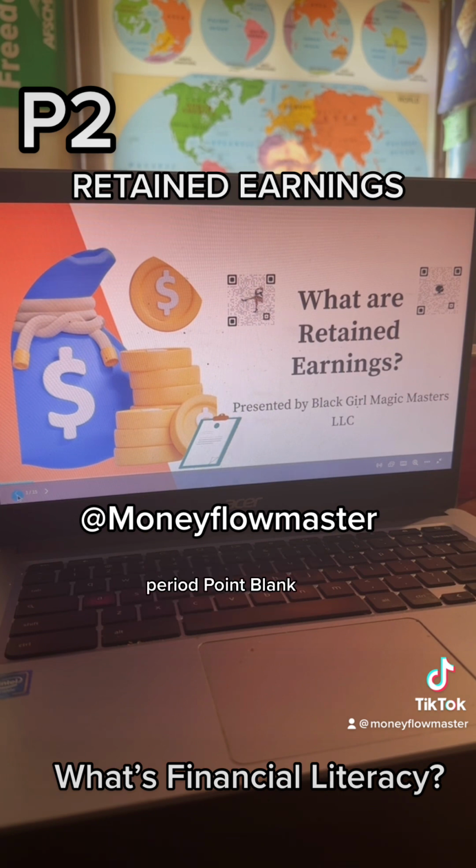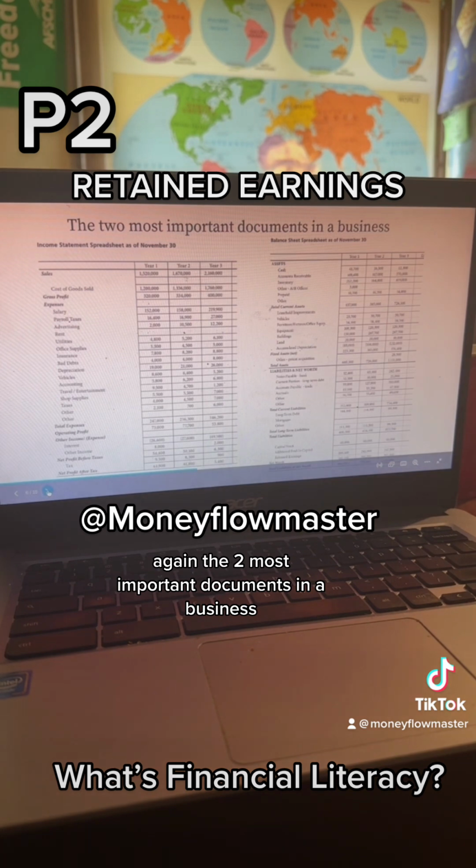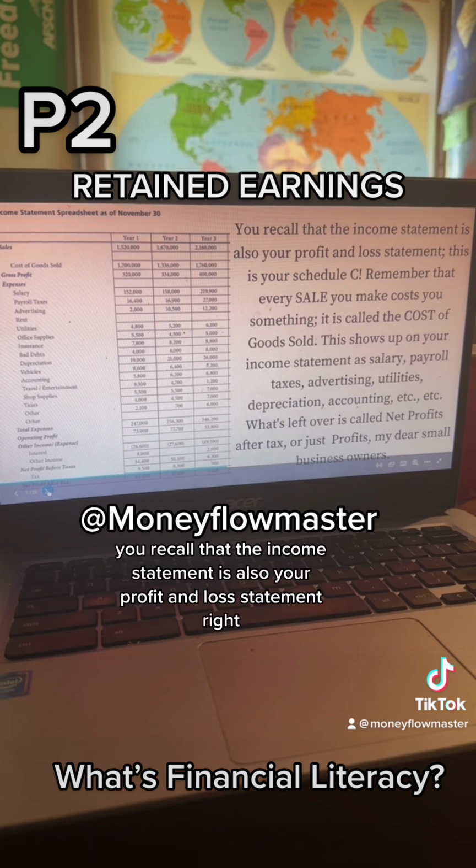Now, if you recall, in part 1, in the last video, we were talking about the financial operating cycle and the income statement and the balance sheet. Again, the two most important documents in a business, small business owner. Now listen, you recall that the income statement is also your profit and loss statement, right?